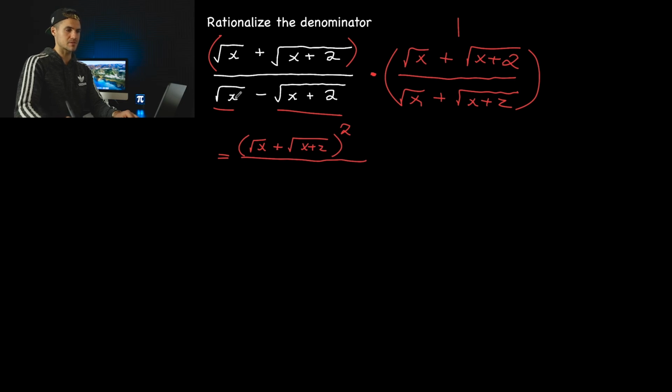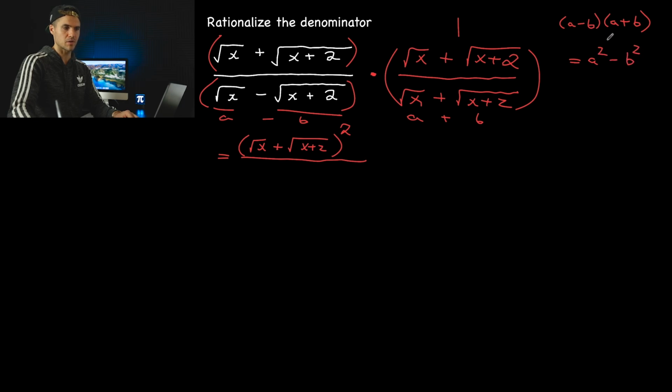And then at the bottom, we just have to multiply the ends by each other, because this is like a difference of squares. It's like a minus b times a plus b, which is just going to be a squared minus b squared. So square root of x times the square root of x gives us x, minus the square root of x plus 2 times the square root of x plus 2 gives us x plus 2. You have to make sure that x plus 2 goes in brackets like that.